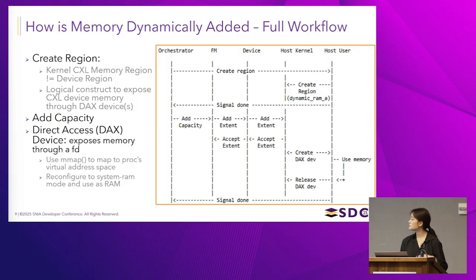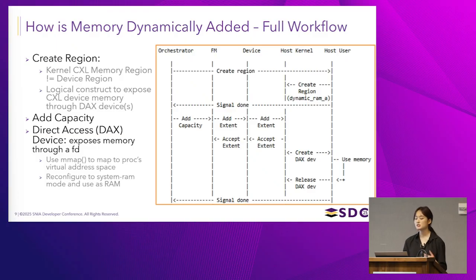The reason that the DAX subsystem is being reused to expose dynamic capacity is because, similar to PMEM, CXL memory has different performance characteristics than traditional volatile memory. It can be persistent or volatile, but the mechanism to handle this kind of special memory already exists in the DAX subsystem. And so, like I said, there are two ways to use a DAX device.